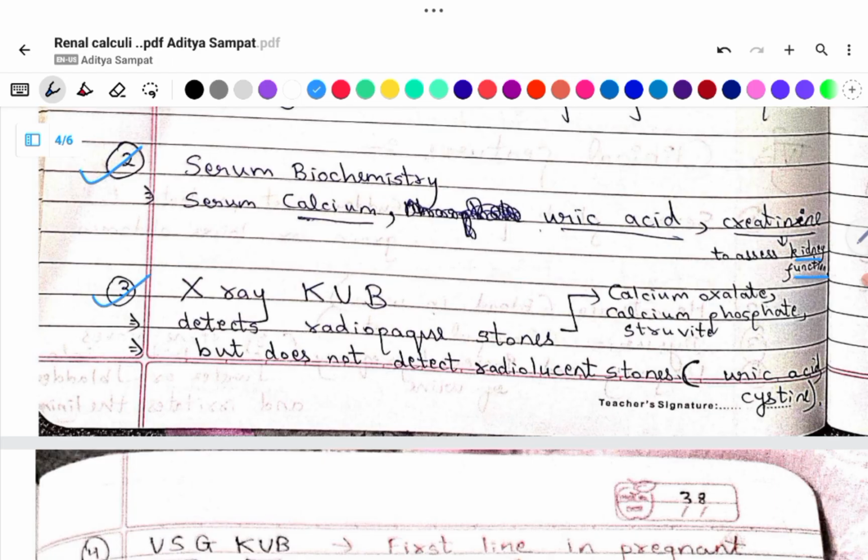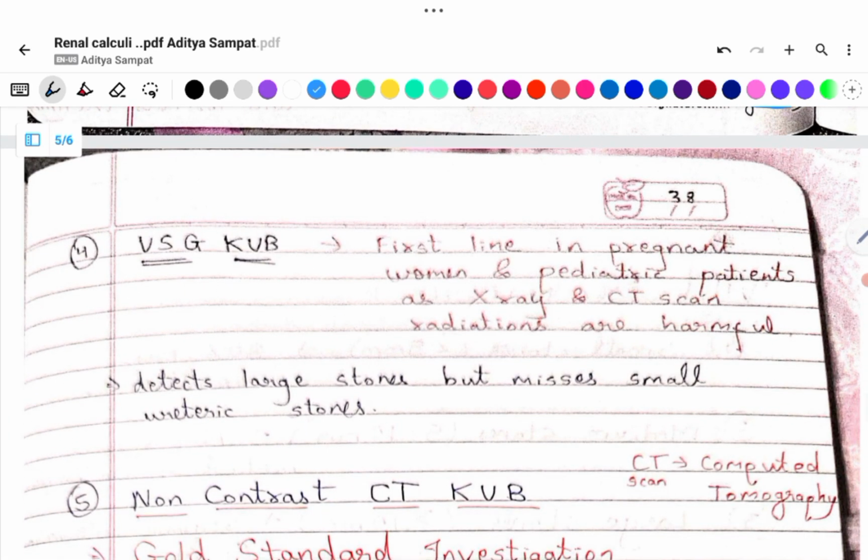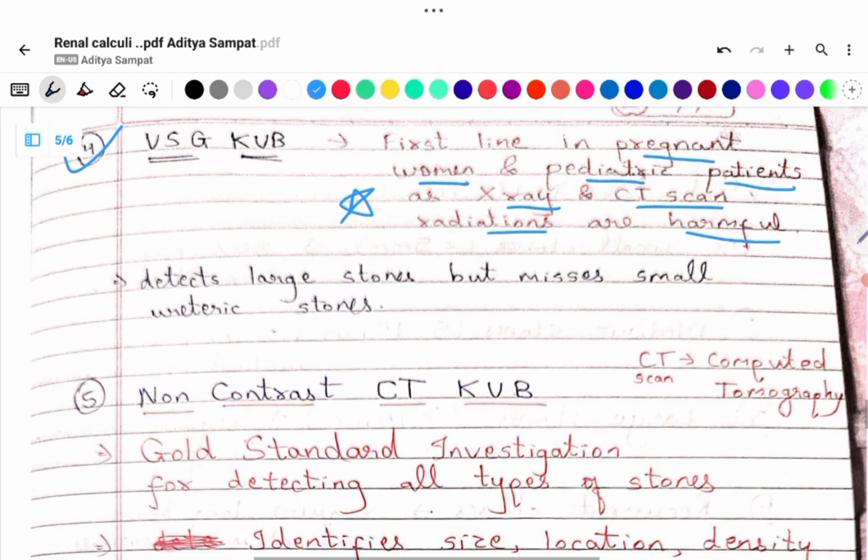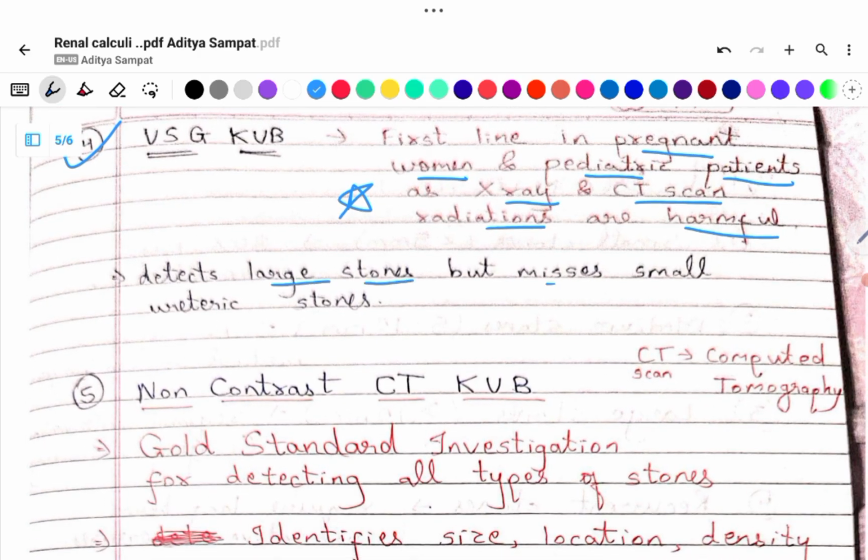Third, X-ray KUB, which is kidney ureter bladder, detects radiopaque stones like calcium oxalate, calcium phosphate and struvite, but it does not detect radiolucent stones, which are uric acid and cystine stones. So we need to do USG KUB. First line in pregnant women and pediatric patients, as X-ray and CT scan radiations are harmful. This is a very important point. Detects large stones but misses small ureteric stones.